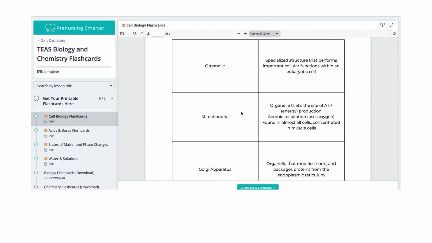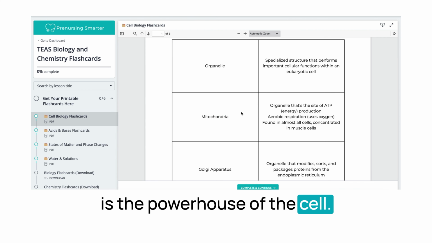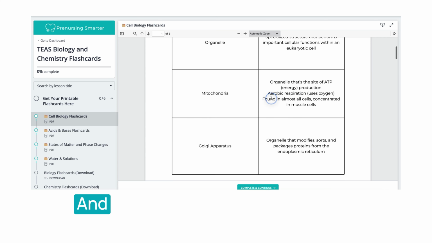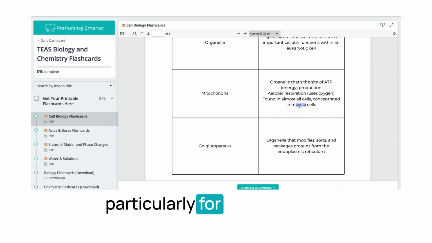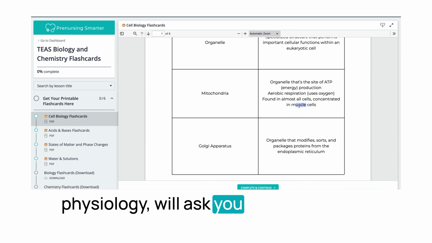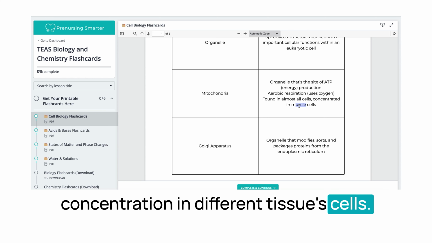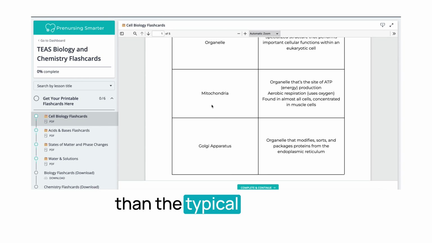Mitochondria. Organelle that's the site of ATP or energy production. You might know that mitochondria is the powerhouse of the cell. It does aerobic respiration, which means it uses oxygen. And it's found in almost all cells, but this is a particular point for the TEAS. It's concentrated in muscle cells. Some TEAS science questions, particularly for anatomy and physiology, will ask you about organelle concentration in different tissues and cells. The muscle cells have more mitochondria than the typical body cell.